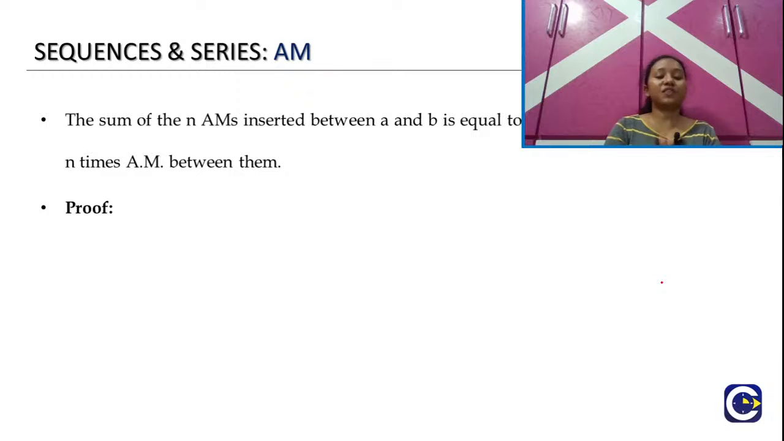So now as we have inserted some n arithmetic means between two numbers, the question is the sum of the n arithmetic means inserted between a and b. That means we have to find the sum of A1 plus A2 plus A3 plus and so on until An.